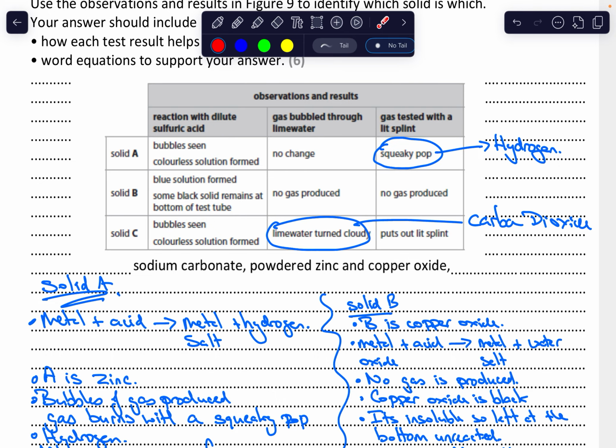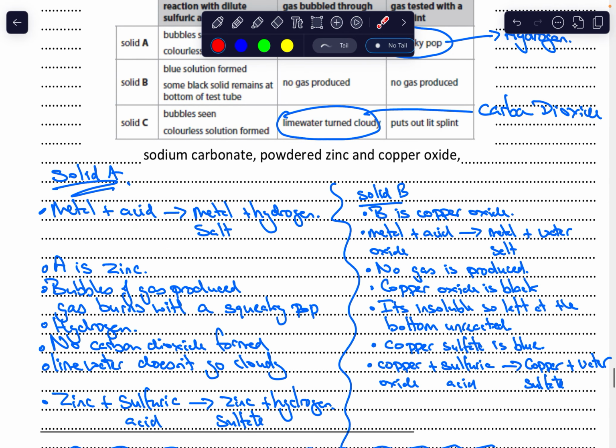How do I know that? Because bubbles of gas are produced. The gas that is produced burns with a squeaky pop, therefore the gas is hydrogen. There isn't any carbon dioxide formed because the lime water does not go cloudy. And then remember, it wants a word equation.